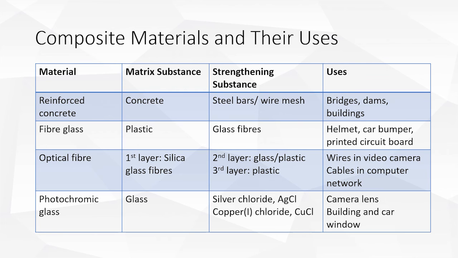Optical fibers consist of 3 layers, which are matrix substance and 2 strengthening substance. The innermost is the core that is made out of silica fiber. The core is enclosed with second layer that is made out of glass or plastic. The outermost layer is made out of plastic that acts as a protective jacket.